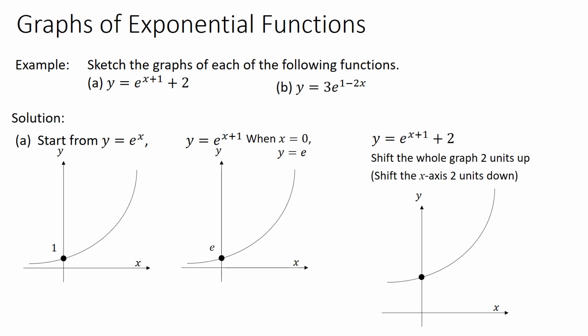So now it will look like this, and the graph cuts the y-axis at e plus 2. Okay, so this is the final graph for this equation, y equals e to the power of x plus 1, plus 2. And one more thing: you see this dotted line. What does this dotted line mean? This is the asymptote. Remember, it means that the graph won't touch the asymptote. In this case, the asymptote is y equals 2.